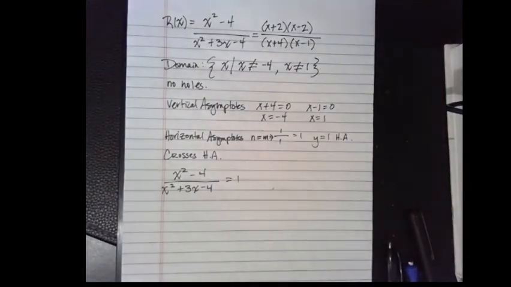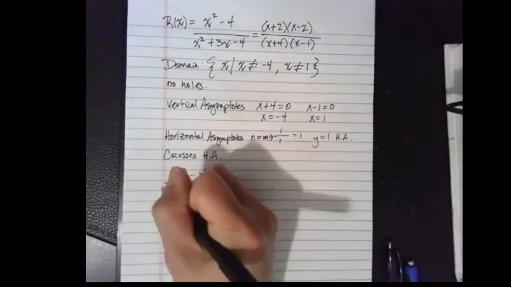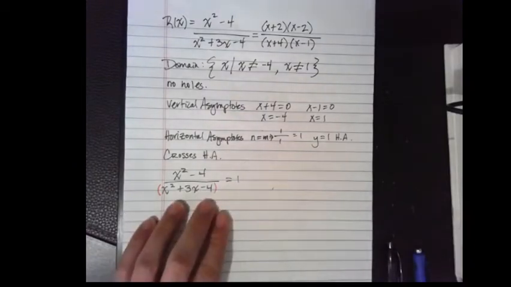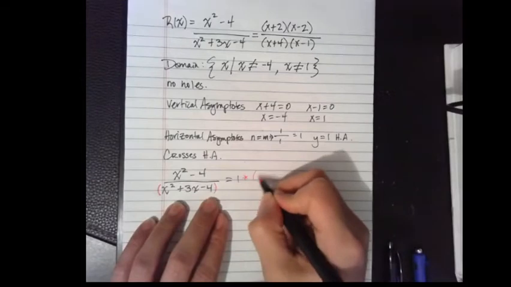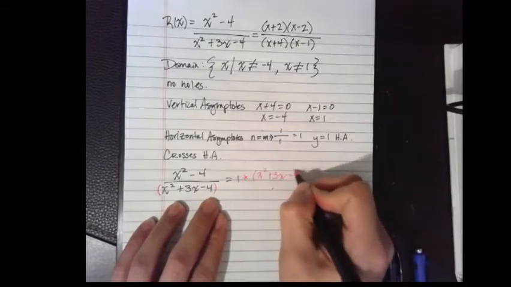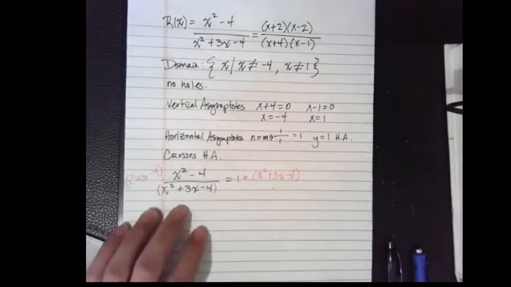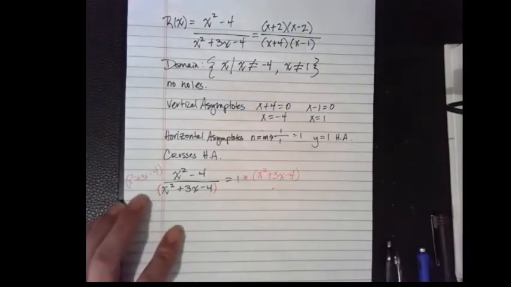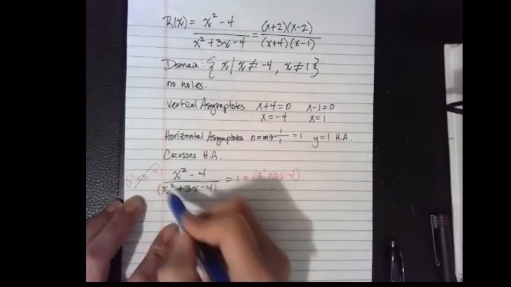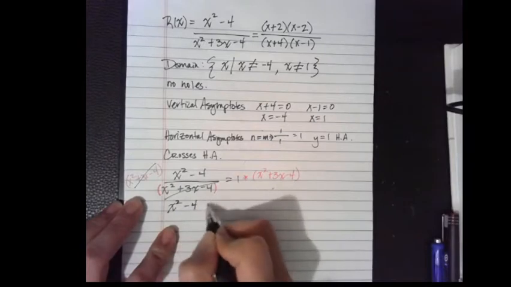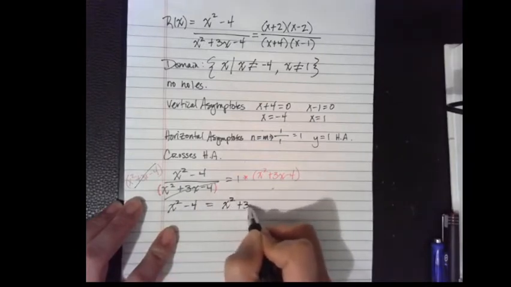Now, this looks like it's about to be really messy to try to solve, but remember that I can put my denominator in parentheses, and then I just need to multiply by my denominator on both sides. So times x squared plus 3x minus 4 times x squared plus 3x minus 4. Happens on both sides, okay? Sorry, I didn't know it was going to be that hard to see in red. But this will cancel out my denominator. And now I'm left with x squared minus 4 equals x squared plus 3x minus 4.